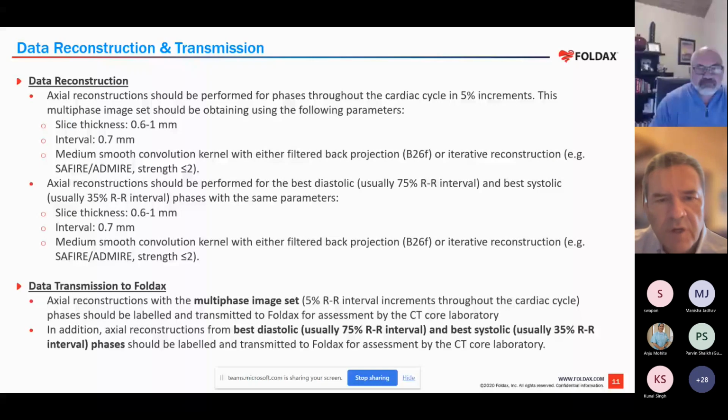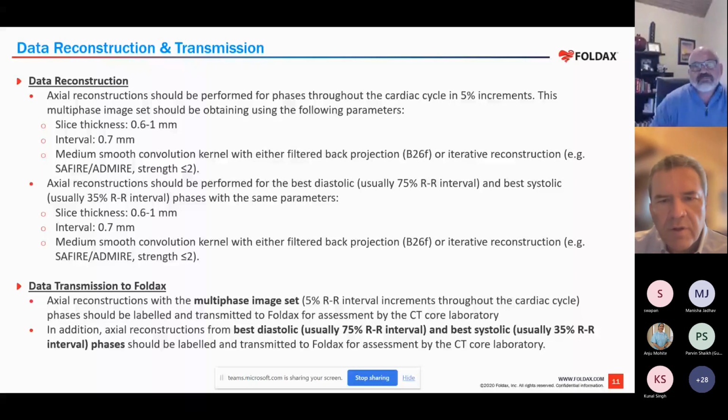And in terms of data reconstruction, we would like you to obtain a few data reconstructions for us from the primary CT data. The first is we would like you to make for us a multi-phase image reconstruction set, and that consists of axial reconstructions that are performed throughout the cardiac cycle in 5% increments. So this multi-phase image would then have images throughout the cardiac cycle ranging from 0 to 100% in 5% increments. And with that, the settings we'd like are a slice thickness between 0.6 and 1 millimeter with an interval of 0.7. And in terms of reconstructing the data, you can use a medium smooth convolution kernel, such as the B26F filter or something similar.